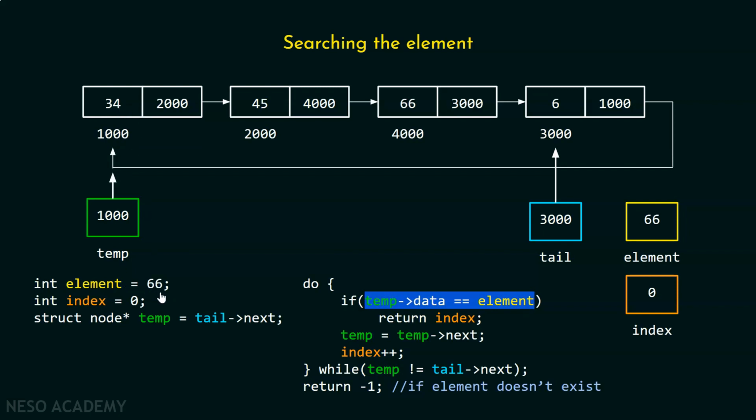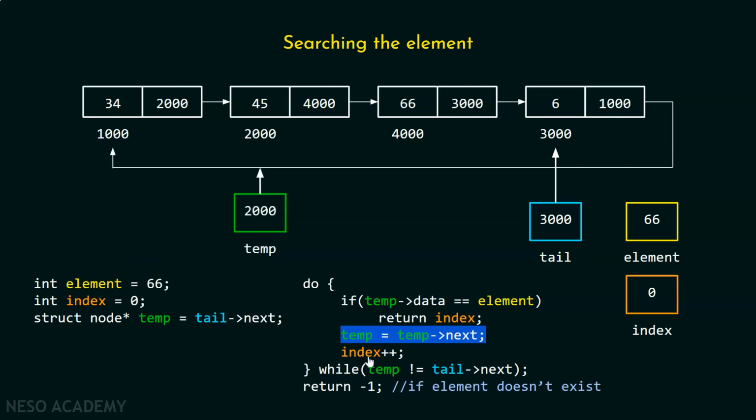34 is not equal to 66. Thus, we will come over here. Temp equal to temp next. That means we will move our temp pointer towards right. And then, of course, we will increment the index. So, this becomes 1.